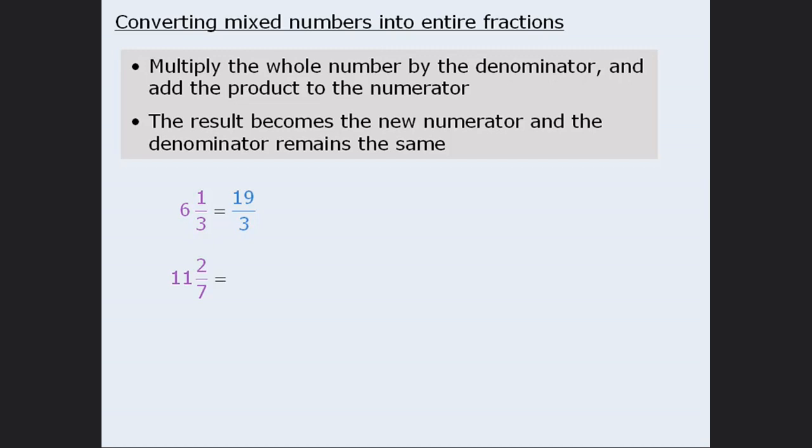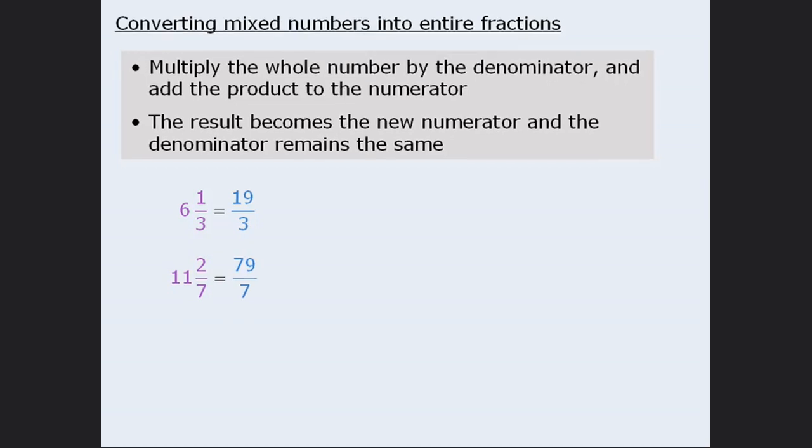Let's try one more. To convert 11 2/7 to an entire fraction, we first multiply 11 and 7 to get 77, and then we add the numerator of 2 to get 79. So this becomes our numerator. We then keep the same denominator as in the mixed number.